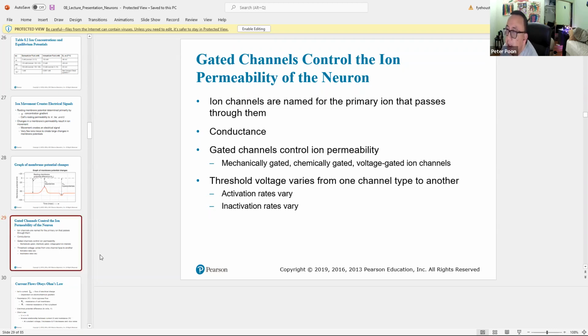Ion channels are named for the primary ion that passes through them. That also means other ions can pass through them, just not as much. Like sodium can pass through potassium channels a little bit, or potassium can pass through sodium channels, and stuff like that.